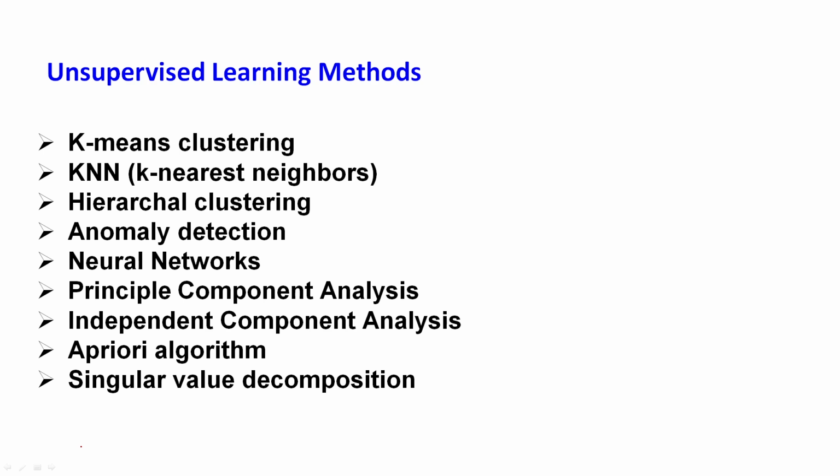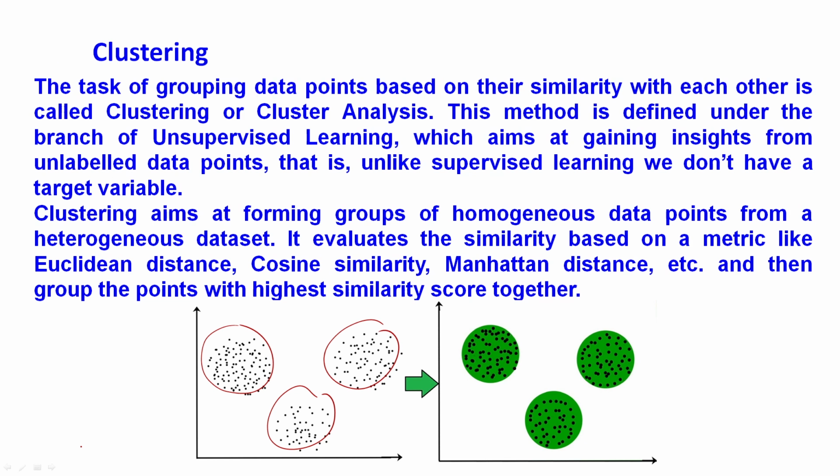So, clustering is the task of grouping data points. And how do you group? You group based on the similarity with each other, and that is what is called clustering or cluster analysis. This method is part of unsupervised learning, because you have only input data, and it aims to gain insights from unlabeled data points. Unlabeled is another word used for data for which you do not have target values. The picture shows here at the bottom that there are 3 clusters present, but you can have many more clusters depending on the similarity index you are looking for, but on a broad scale you can have only 3 clusters.